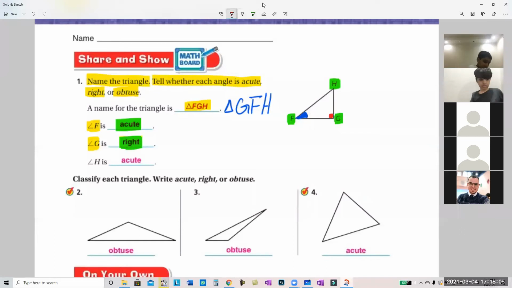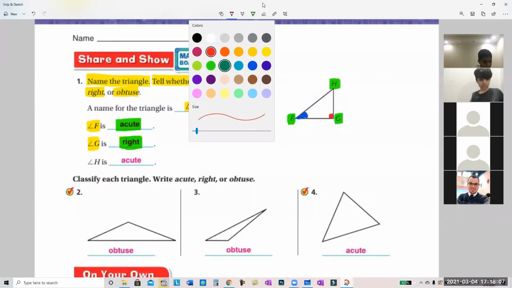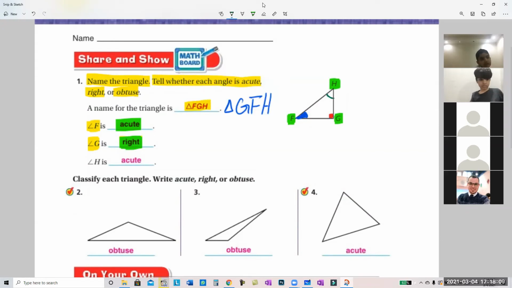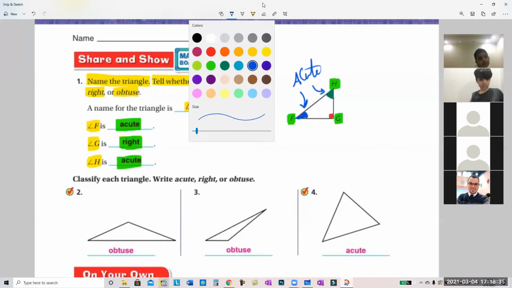And the next one, angle H. Angle H here is a closed angle, or we have a small space between the two rays here. So it will be acute angle. So angle H is acute. So we have 2 acute angles and 1 right angle.